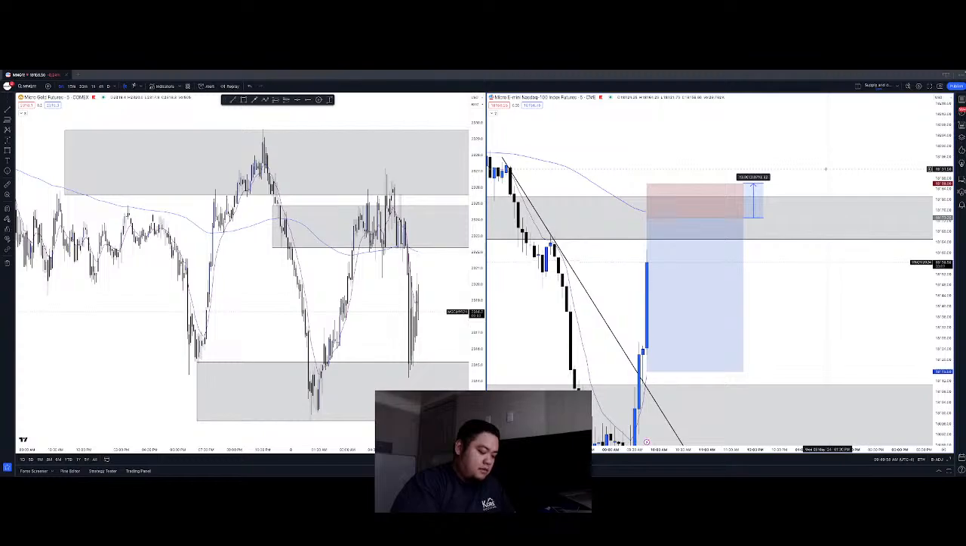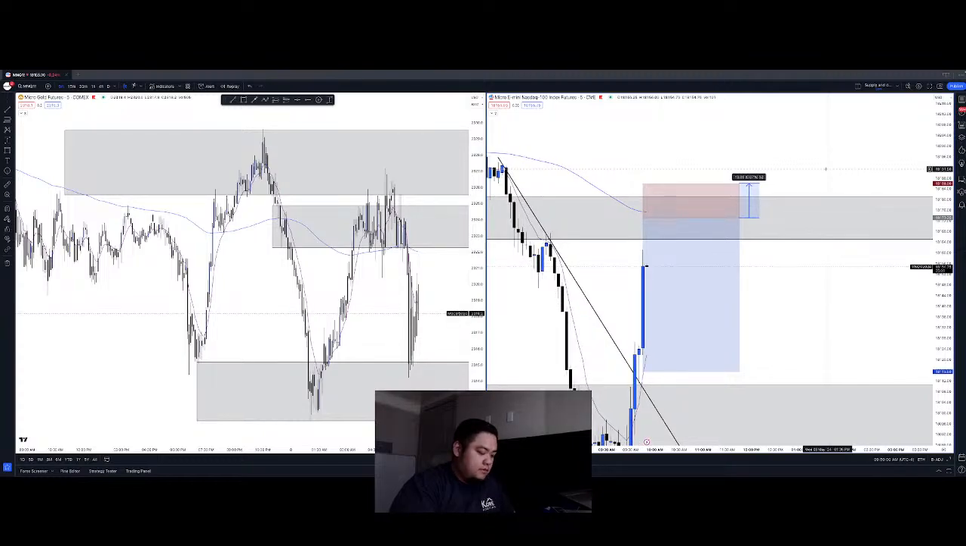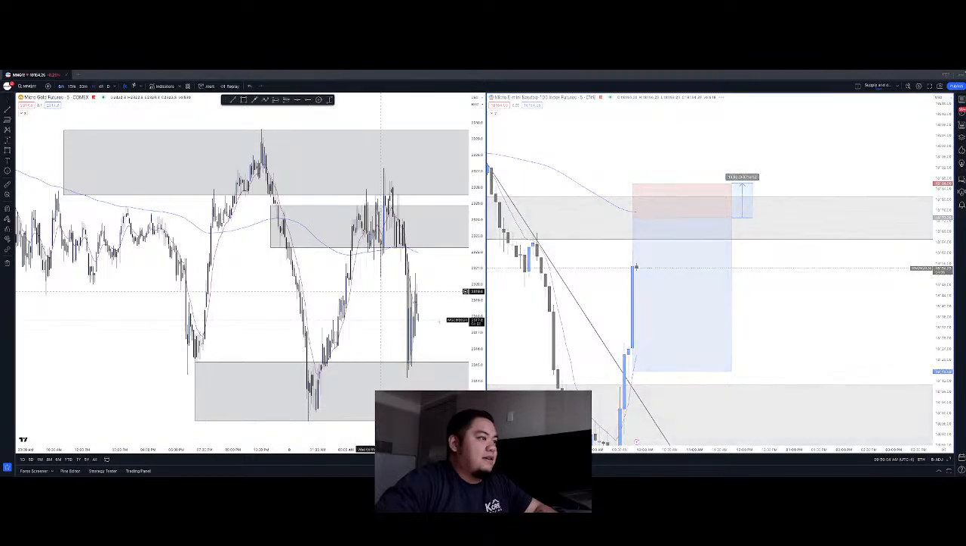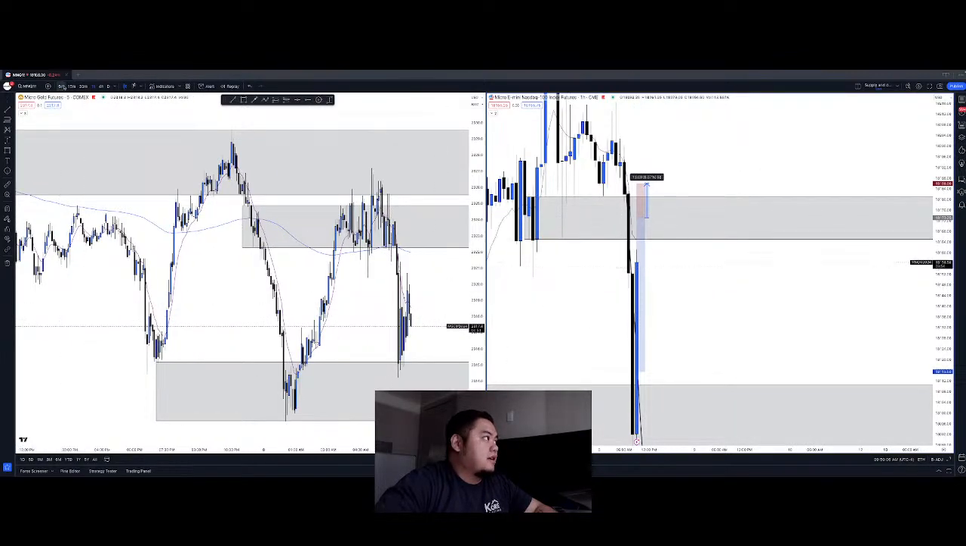Because that's a pretty big candle. It is. It's crazy price movement on it.